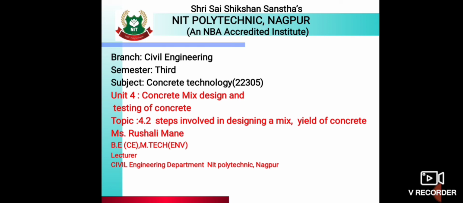Today we will start with unit 4, that is concrete mix design and testing of concrete. So we will see topic 4.2, steps involved in designing a mix and yield of concrete.